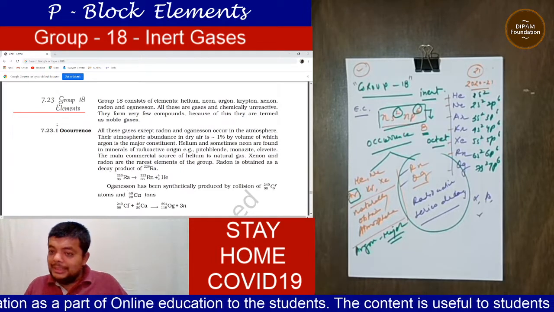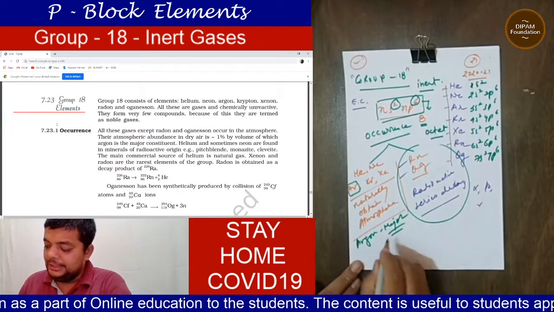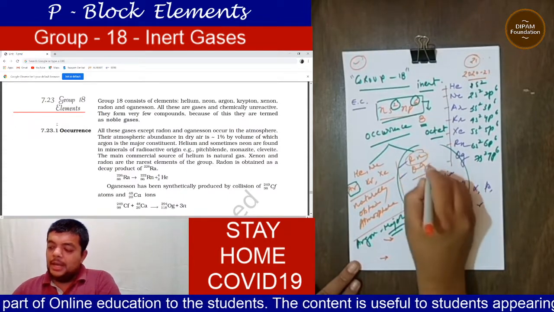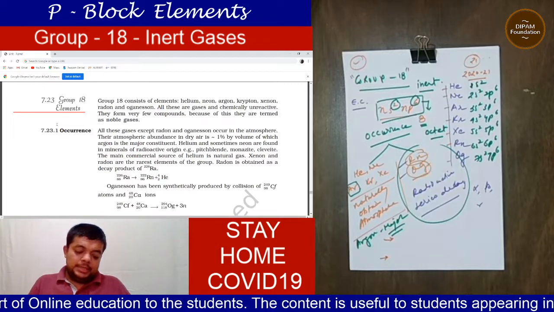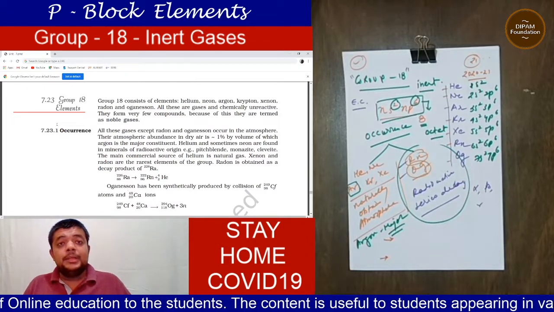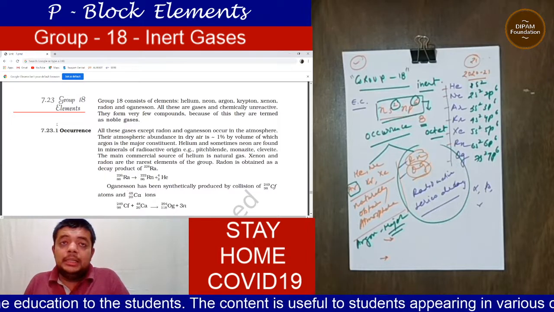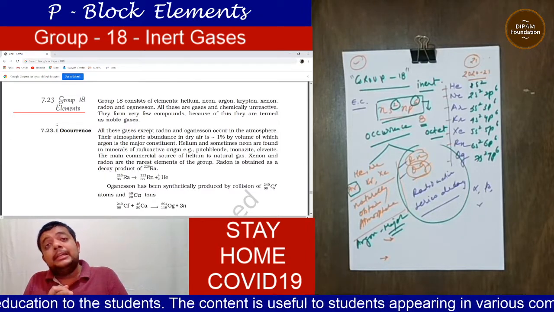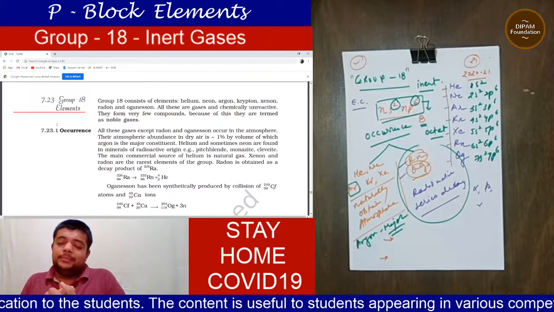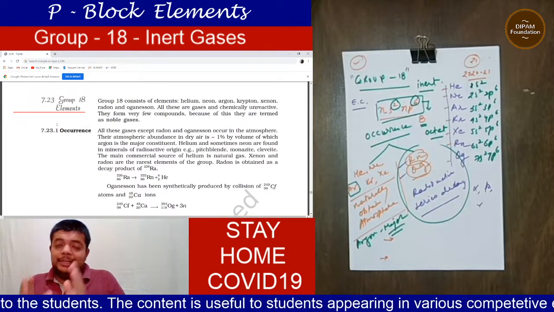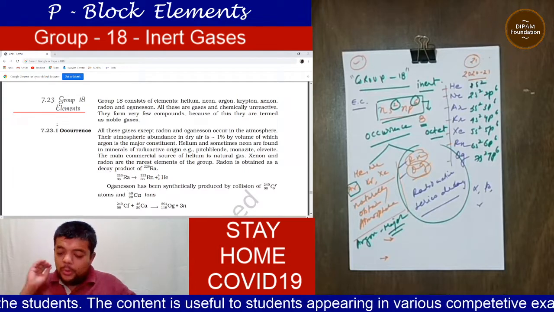Now, let us see two reactions which will help us in obtaining radon and agneson respectively. Remember, there are a few radioactive decay series available. You will study them in detail at a later stage. You will come to know 4n, 4n plus 1, 4n plus 2, and 4n plus 3 are the names of these radioactive decay series.